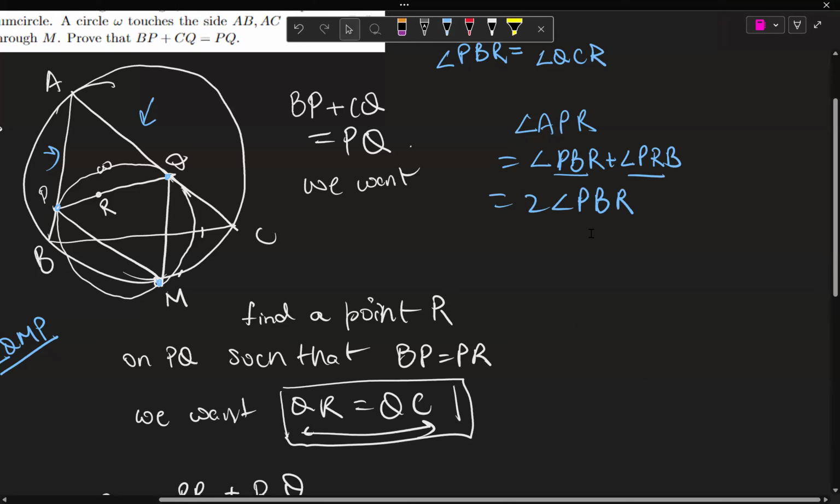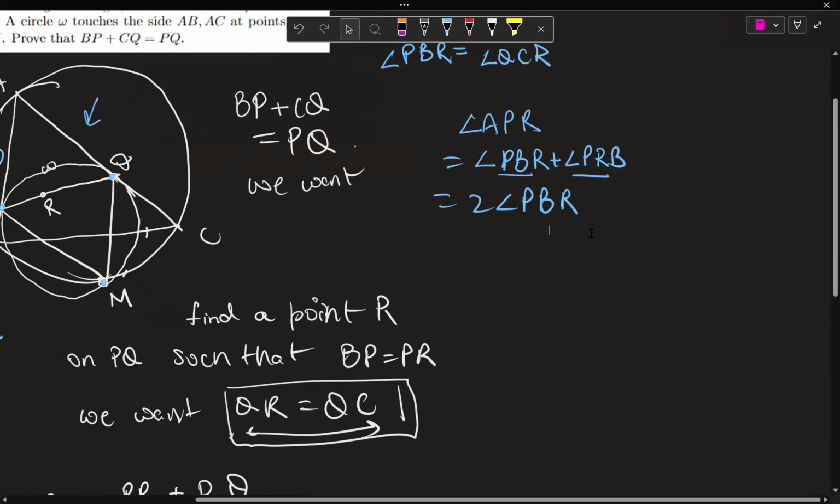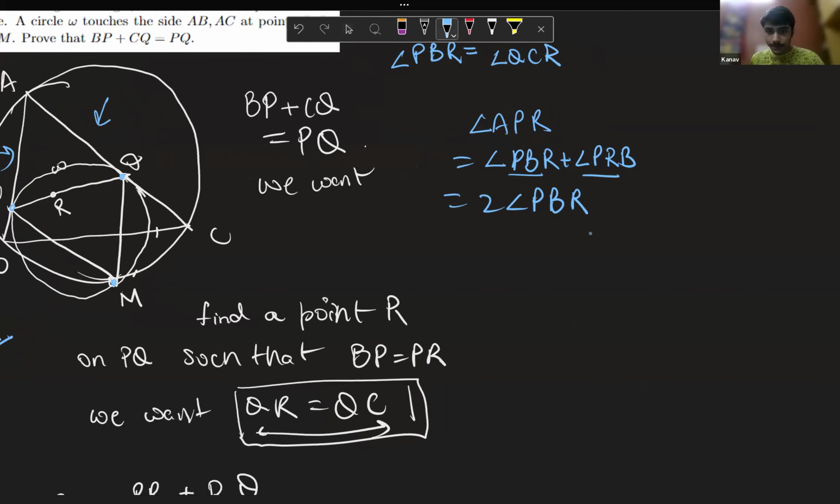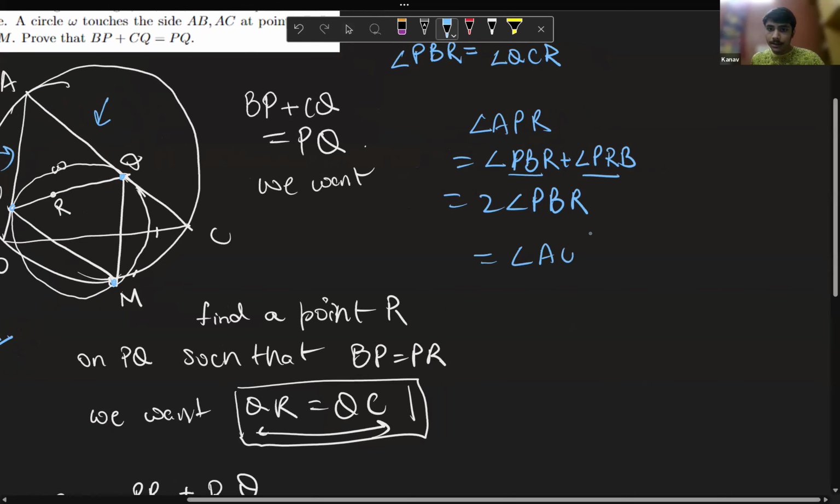And we also know that angle APR is equal to angle AQR. Yep, so we need to equate it. Correct. And for AQR, we need to prove that angle AQR is equal to twice angle QCR. Correct, we want this.